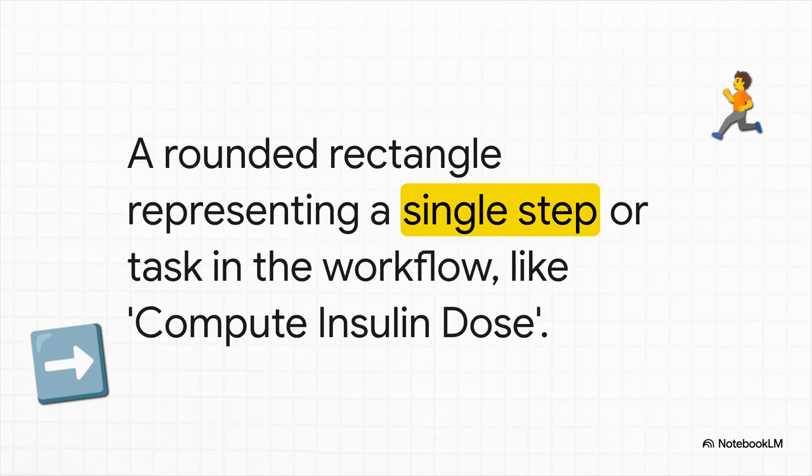Okay, let's get into the key symbols. The most basic one, the absolute building block, is the action. It's just a rounded rectangle. Easy enough, right? And all it means is a single step or one task. So if you were looking at a diagram for a medical device, an action might literally just be compute insulin dose. It's one specific job the system has to do.